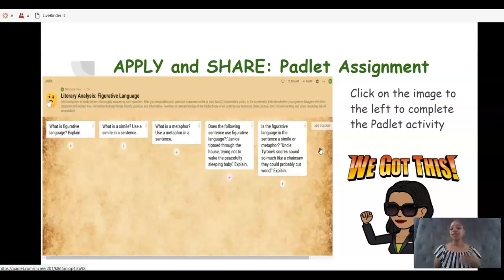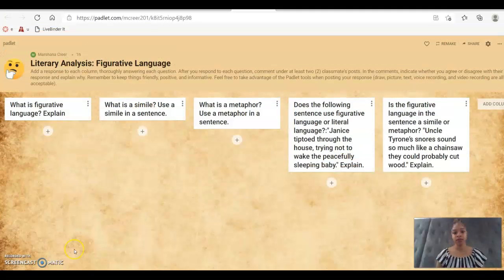And so for your assignment for today, I want you all to complete a Padlet. In order to do that, you're just going to click on the image here, and then you're going to complete the activity. So I'll go ahead and do that. Click. Okay, so after I have clicked on that image, it's going to bring you to this tab here. And so for your activity, you're going to add a response to each column. So here's the columns here.